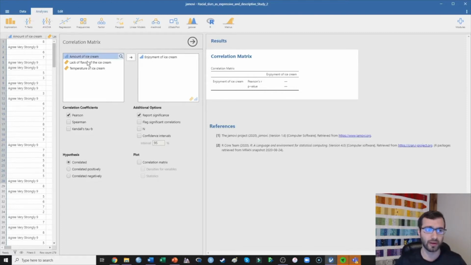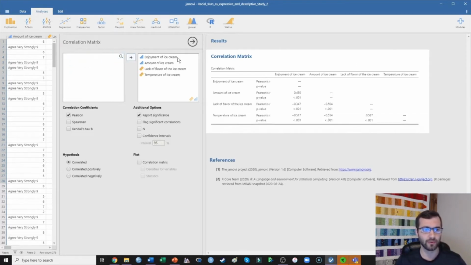So then I'm going to put in the amount of ice cream, the lack of flavor of the ice cream, and the temperature of the ice cream. And the way that I clicked all of those at once was I just held down the control button and I clicked. So we can move all of those over to the right side here. Already you can see that the correlations are being presented, but I'm going to go ahead and flag significant correlations there.